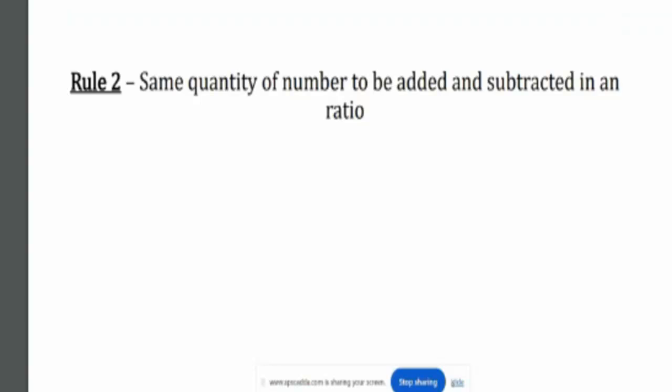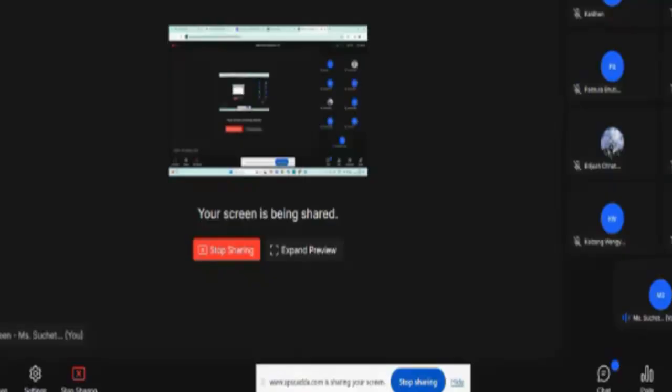Same quantity of number can be added and subtracted in a ratio, which means whatever you are processing on your LHS, the left hand side, you have to apply the same operation to the RHS, the right hand side. Correct? Yes, ma'am.